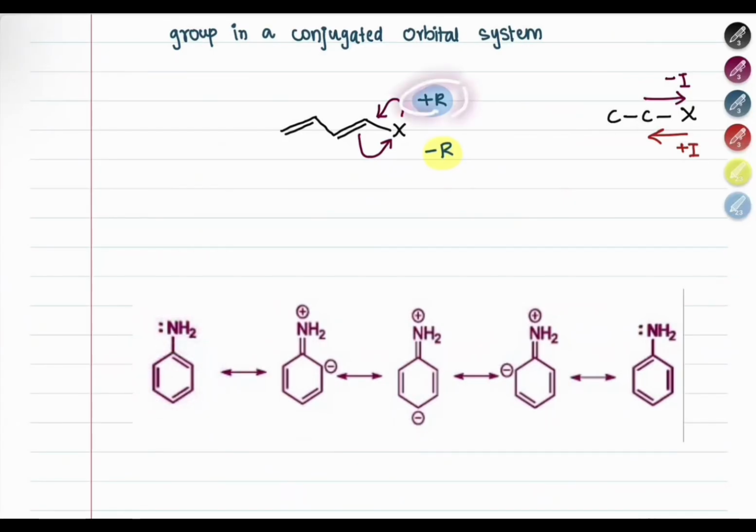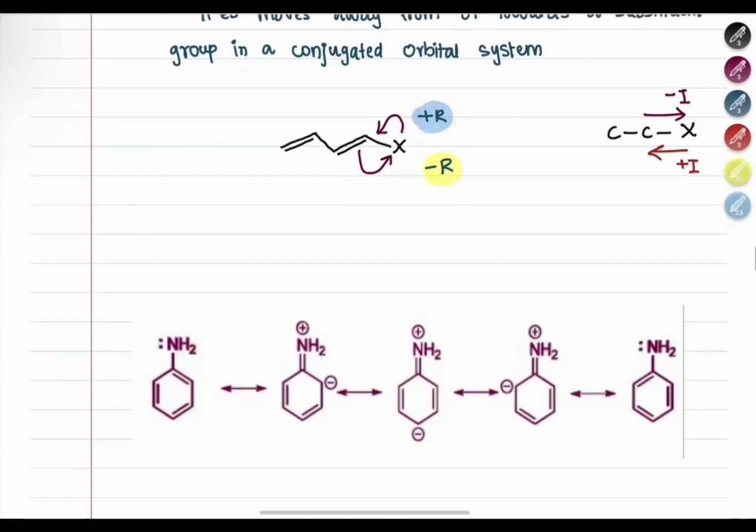So the plus R effect we have seen is the movement of pi electrons towards the carbon chain. Here we can see the two lone pairs on the nitrogen will move towards the carbon chain, and we'll get the resonance structures like this. And it is an example of plus R effect because the electrons are moving towards the carbon chain.